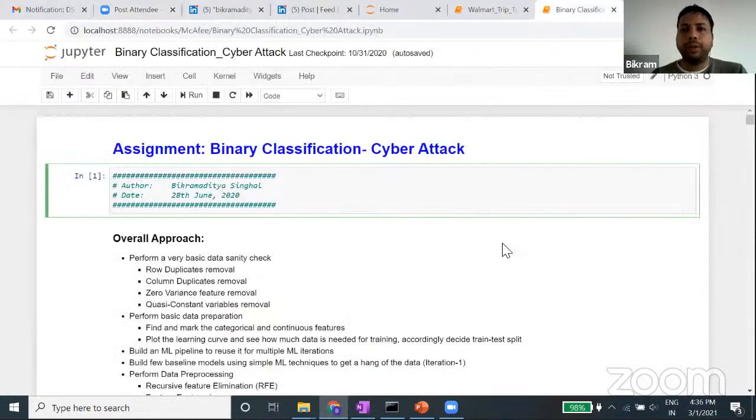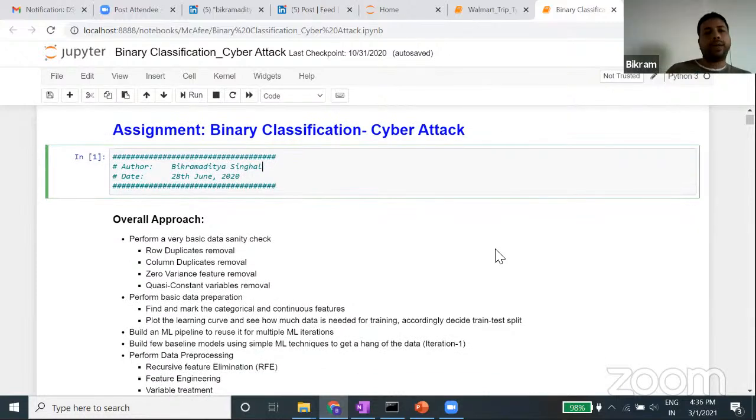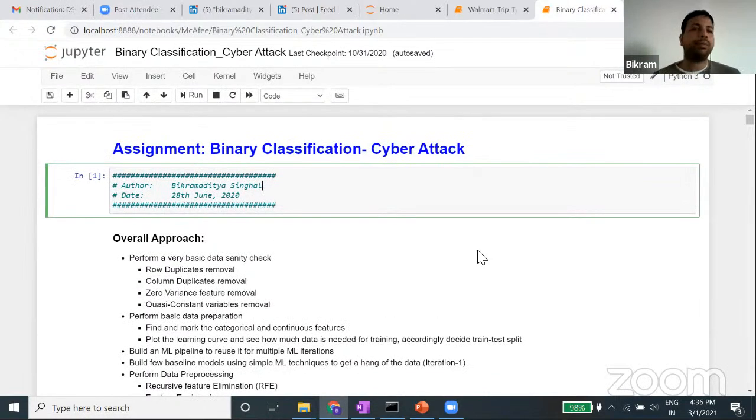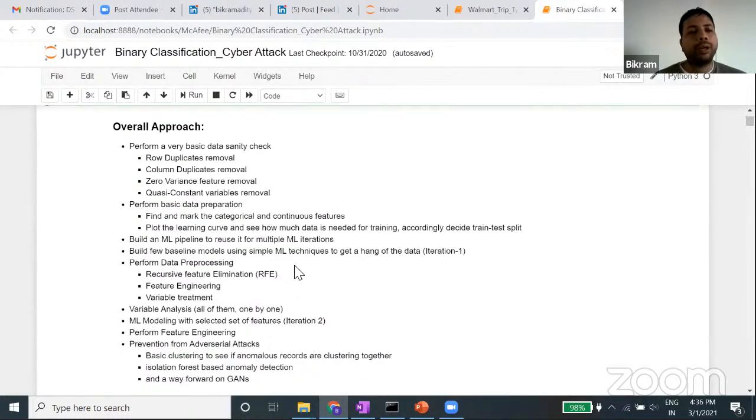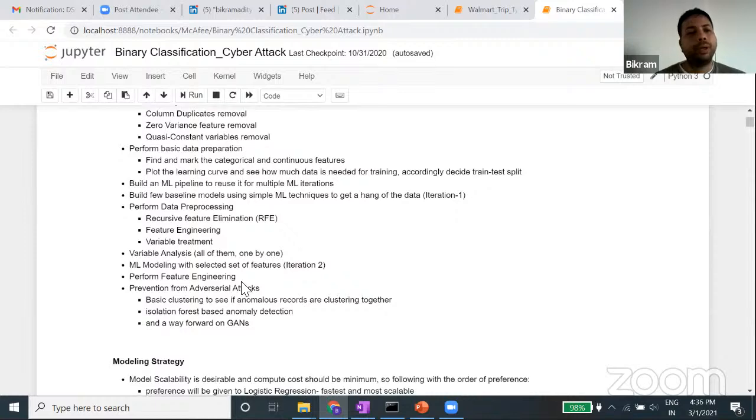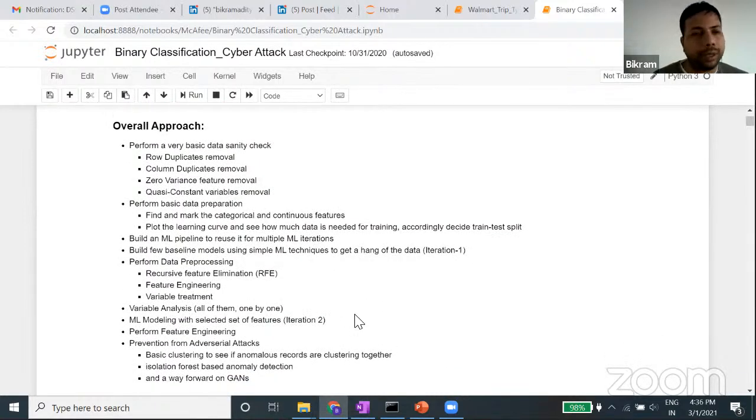Here. So you see, this is a binary classification for a cyber attack. So this is the problem statement. You see, this notebook is very well organized. I have built this myself in an effort to explain to you how your notebook should look in an enterprise setting, or outside, or when you are submitting an assignment to a company. What is your overall approach? What all things did you do? Just quickly, I'll let you read it.